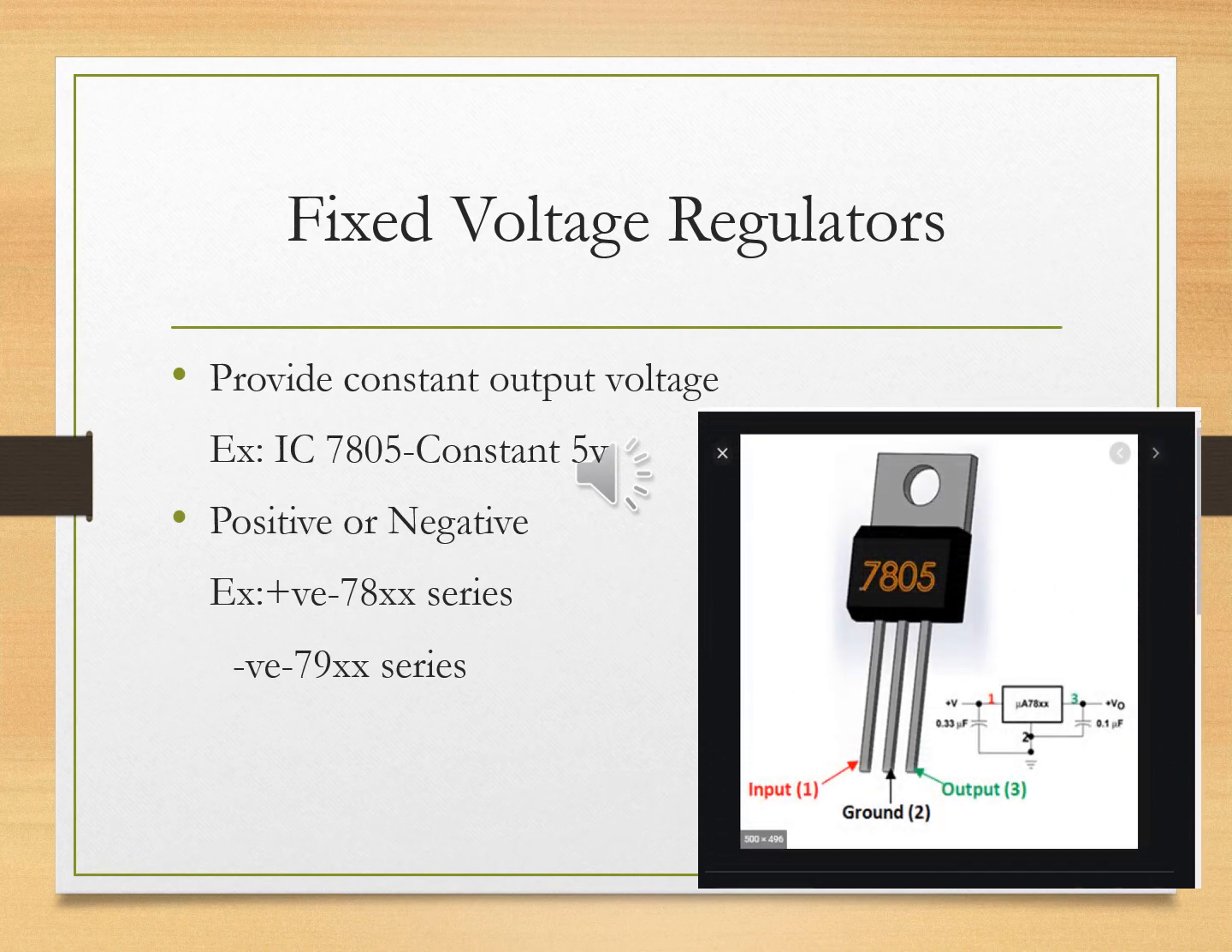Fixed voltage regulators provide a constant output voltage. IC7805 is a basic example of a fixed voltage regulator which provides a constant 5 volt output. A fixed voltage regulator can be either a positive voltage regulator or a negative voltage regulator. A positive voltage regulator provides a constant positive voltage and a negative voltage regulator provides a constant negative voltage. Both are the same in design, construction and operation. The only difference is in the polarity of the output voltage. Here the 78 series are the positive voltage regulators and the 79 series are the negative voltage regulators.